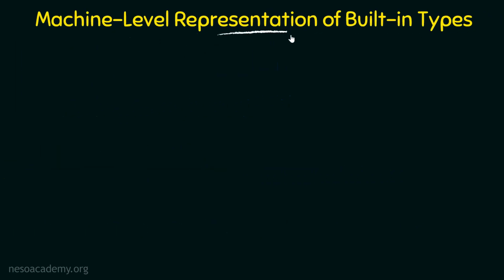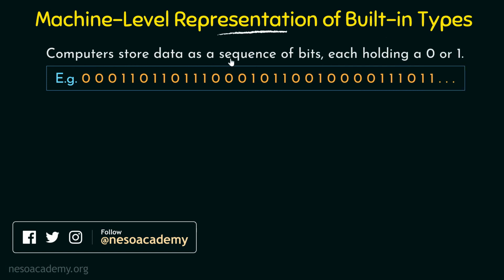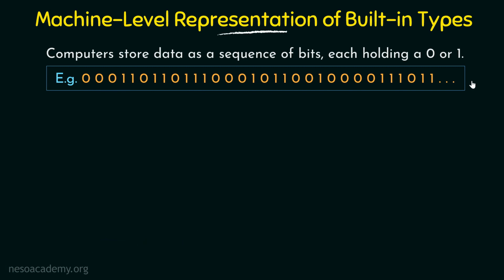So coming to the machine level representation of built-in types, we know that computers store data as a sequence of bits, each holding a 0 or a 1. At the lower level in computers, everything is stored as a sequence of bits. Now what are bits? Bits will either have 0 or 1. Here, for example, we have a sequence given, and this represents some data. This sequence consists of just zeros and ones. Now we have to see how these bits can be used for representing various things in our computers.